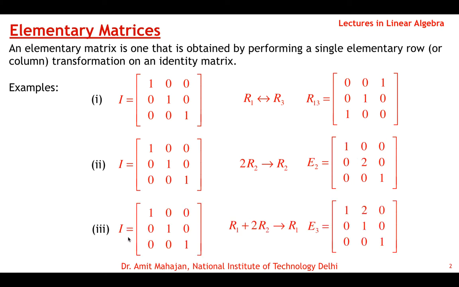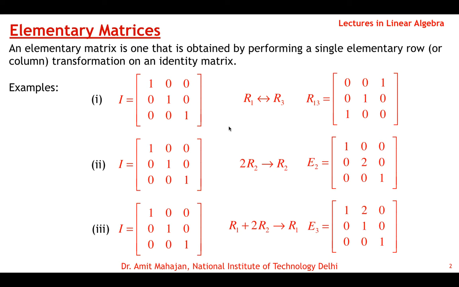One last example: again a 3 by 3 identity matrix, and I apply row 1 plus 2 times row 2, with the impact on row 1. That means row 1 is changed to the first row plus 2 times the second row. Clearly this element will be 0 plus 2 times 1, so here we will get a 2, giving 1 2 0 as the first row. The second and third rows are unchanged, there is no impact on them. So this matrix again is an elementary matrix, because it is obtained from the identity matrix by a single row transformation operation.